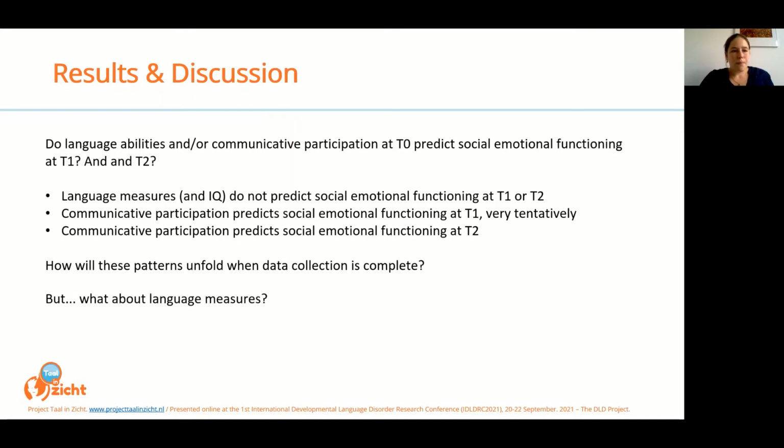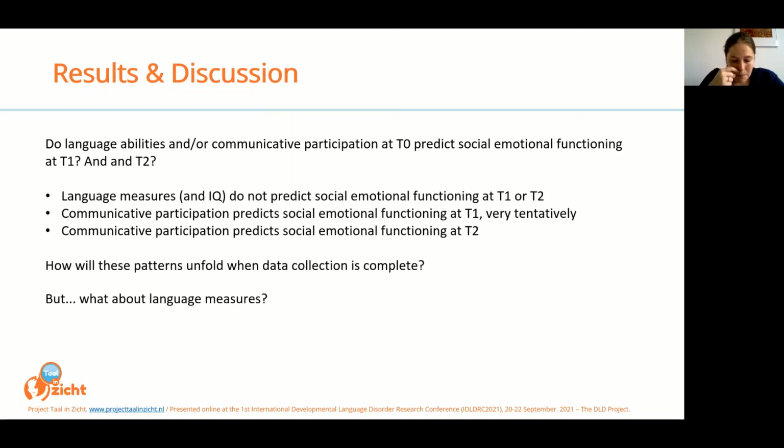So with these data that I've just shown you, we can give a tentative answer to the question whether language, cognitive abilities, or communicative participation actually predict social emotional functioning. And we see here that language measures and IQ, for that matter, have no predictive value for social emotional functioning. Rather, communicative participation seems to account for the variance in social emotional functioning a tiny wee bit, right?